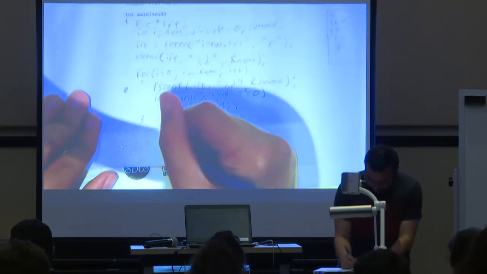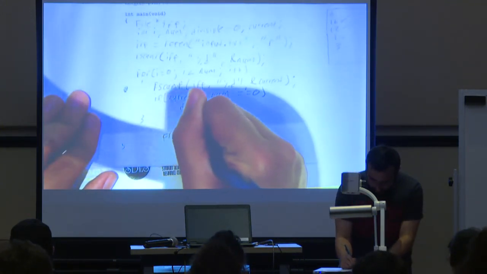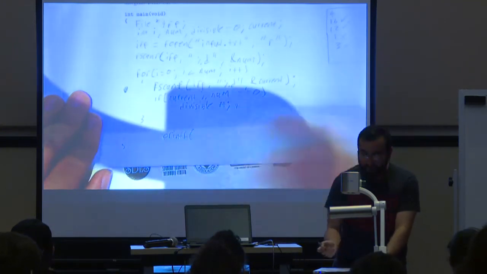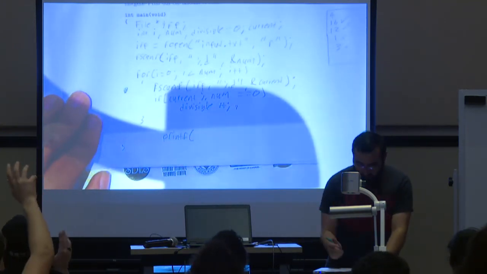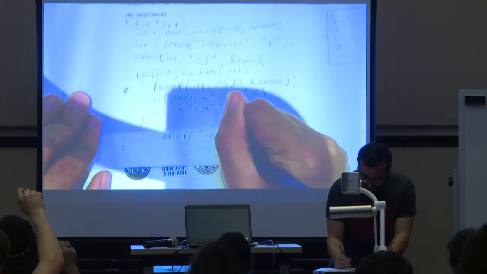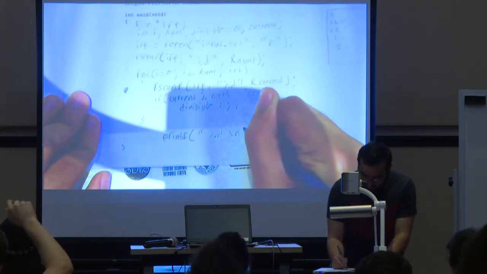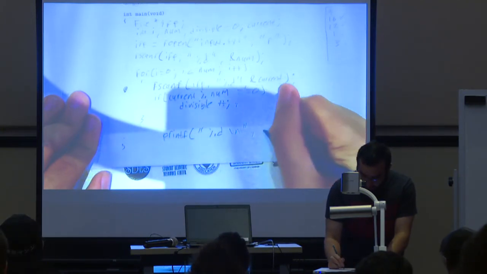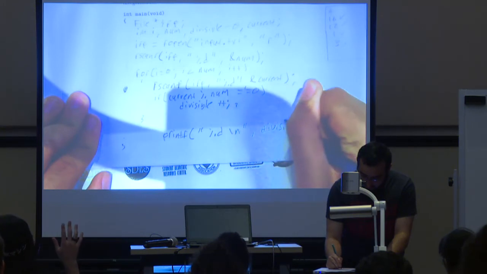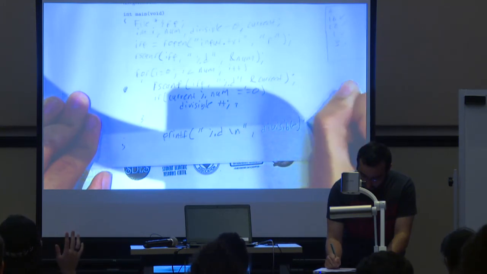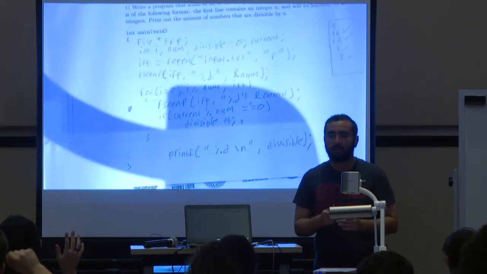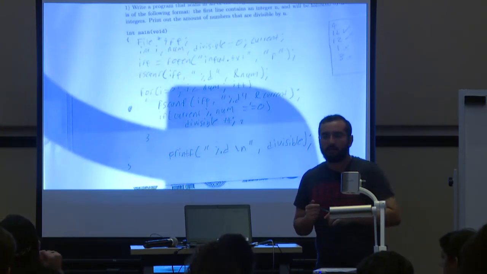So I will just say printf. They don't specify what to say in that printf other than the number, so I'm just going to print out %d, maybe a new line for formatting, and then I'll give it divisible. And now we've printed out how many numbers are divisible by n. Yes, in the back first, sorry.